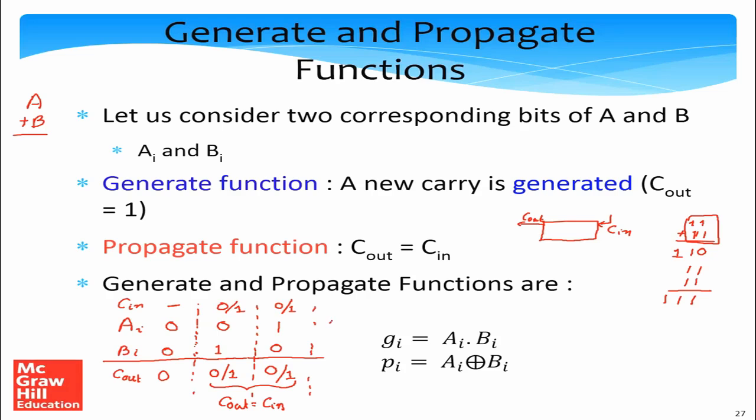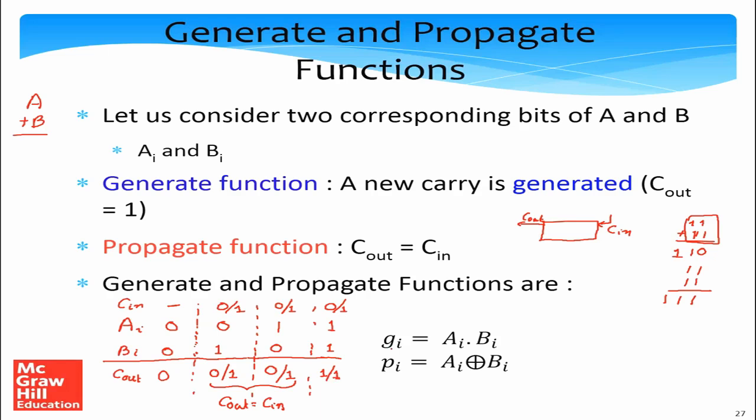In this case, Ai is 1, Bi is 1. Irrespective of the input carry, so let's assume that the input carry is 0. So then we add 0 plus 1 plus 1, the carry is generated. Let's assume carry in is 1. So we add 1 plus 1 plus 1. Again a carry out is generated. So irrespective of the input, irrespective of C in, C out is always 1.